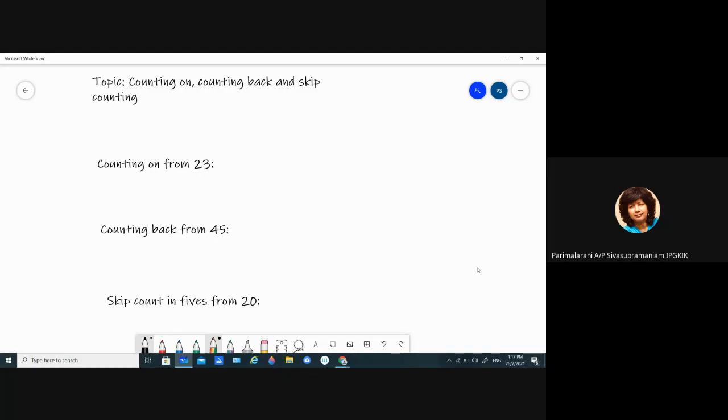So take out your calculators, everybody please, and do it together with me. We want to count on from 23. How do we teach them that on our calculator? How do we teach them to count on from 23? What do they have to press first?